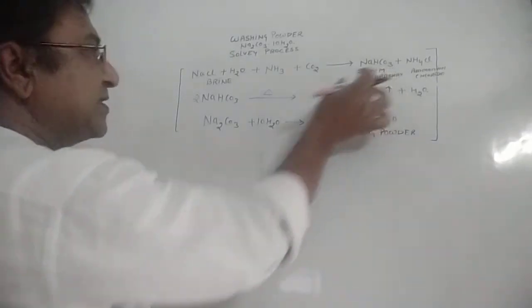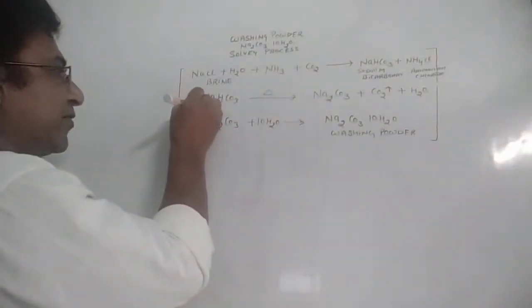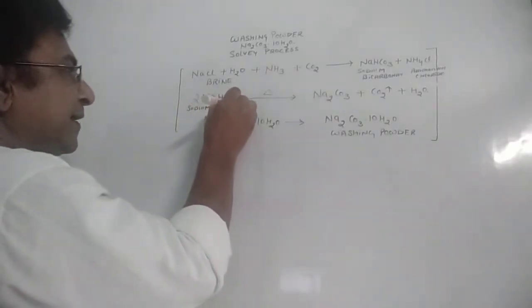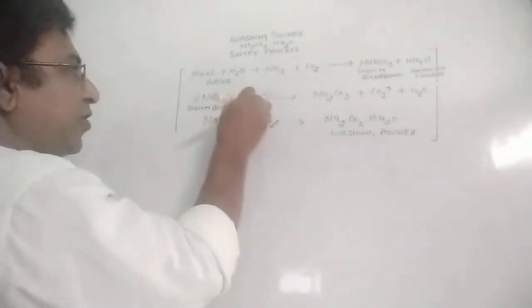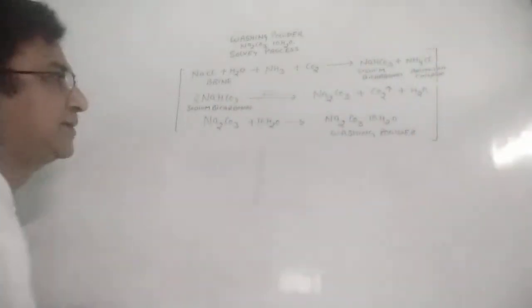Sodium bicarbonate is filtered out. This is sodium bicarbonate, which is filtered out from ammonium chloride, right? Then it is heated. When it is heated, it forms sodium carbonate, salt, and carbon dioxide and water.